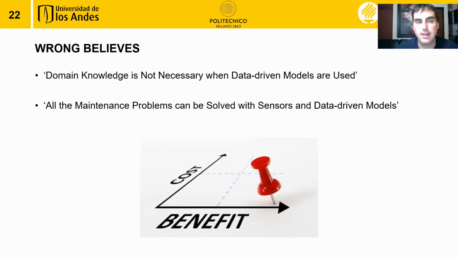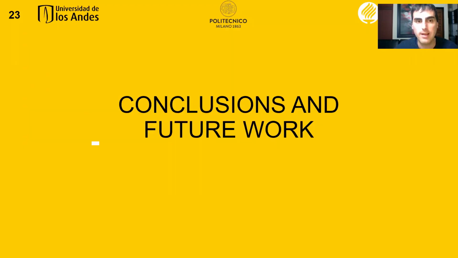And on the other side, another strong belief that this Industry 4.0 tendency can generate in students is that all maintenance problems can be solved with sensors and data-driven models, which is not always the case. This is a cost-benefit trade-off, since these technologies generate a cost and also need maintenance themselves. For example, sensors need to be calibrated and can break down. Therefore, the idea is to start making students think that placing a sensor is not always the solution.